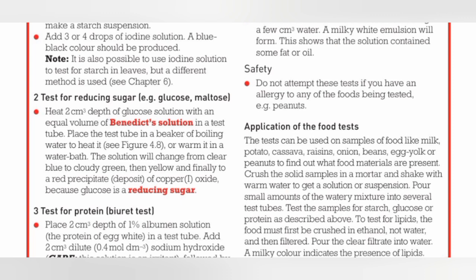Now observe: if the reducing sugar is present, the color of Benedict solution changes gradually from blue to green, yellow, orange, and then at last brick red. A brick red precipitate indicates a high amount of reducing sugar. If the solution remains blue, it means reducing sugars are not present.